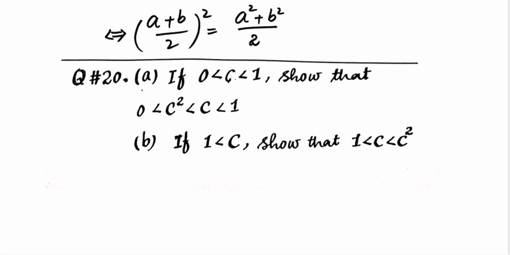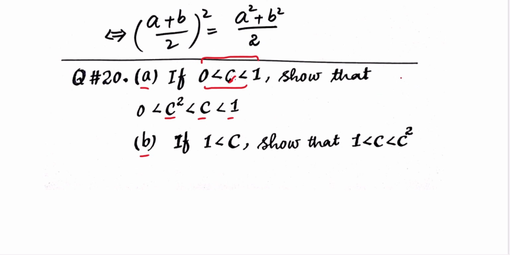Question number 20 has a statement. It has two parts, A and B. In the first part, we have to show that if C is any real number that lies between 0 and 1, then 0 is less than C square, and C square is less than C, and C is less than 1. In fact, for any real number that lies between 0 and 1, whenever you take its higher power, it will be less than its smaller power.